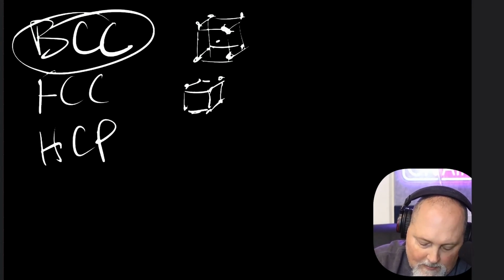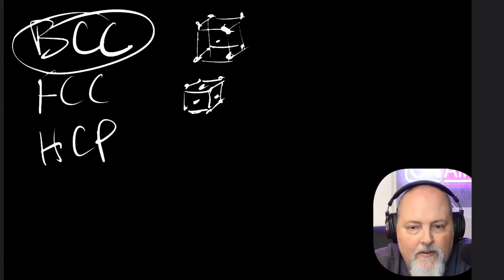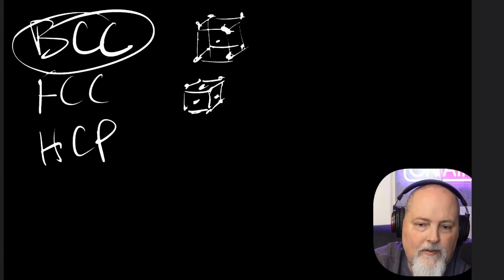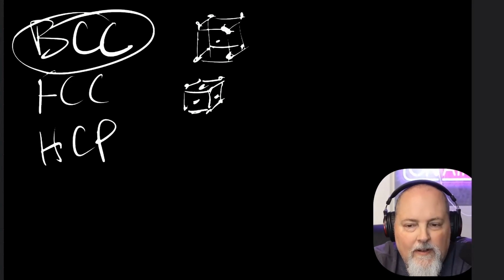FCC, something similar, has atoms at the cube corners and one at the center of each face. I don't think that's going to translate very well here, but I'm going to try and draw. If I had a die and I had something on each face and not just in the center. And the hexagonal HCP has layered hexagonal packing arrangements. So you need to know these geometries and you need to know their behavior.